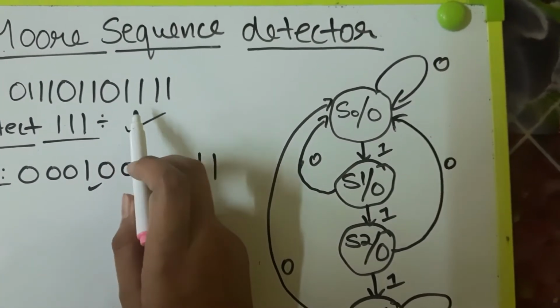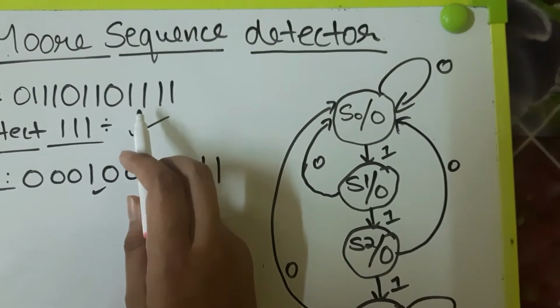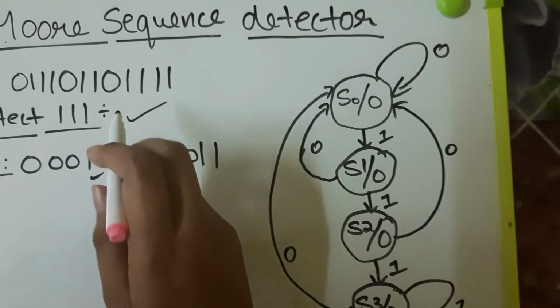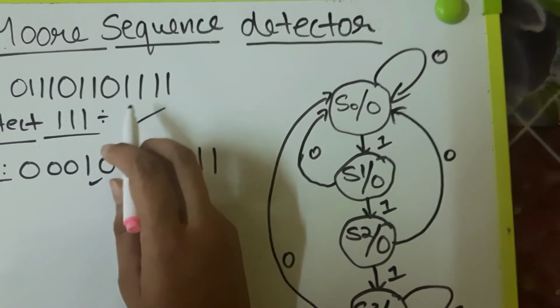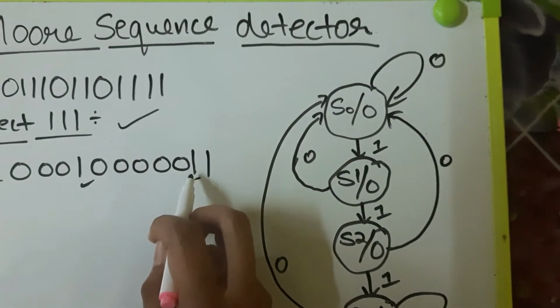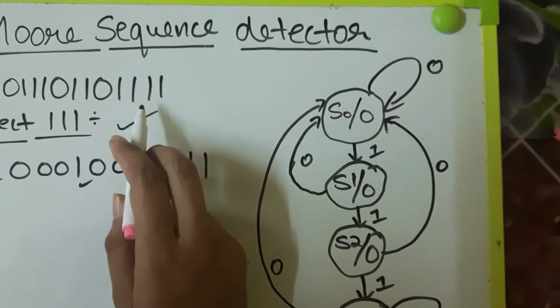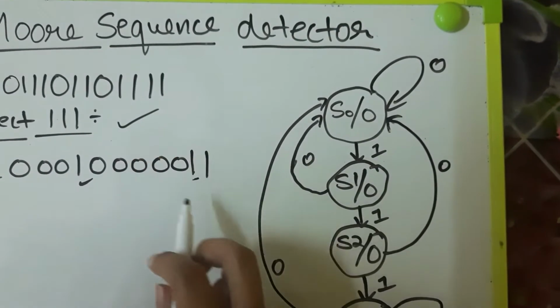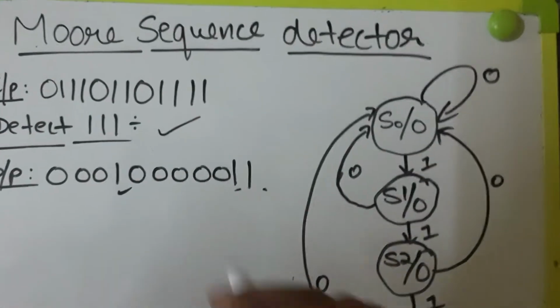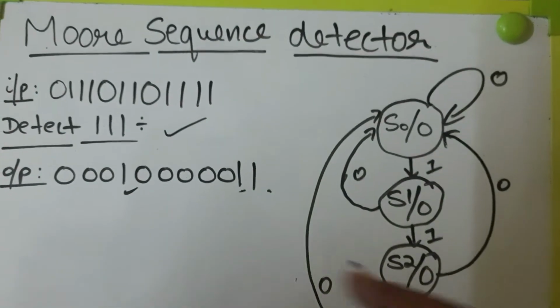Next what I see is 0, 1, 1. Doesn't match, 0. Then 1, 1, 1 matches. My output is 1. And then finally the last value is 1 and the previous two were 1. So 1, 1, 1 matches, 1 again. So this is my output sequence.